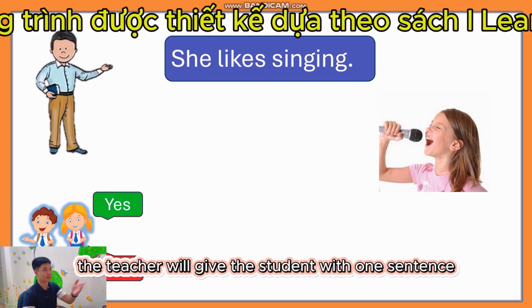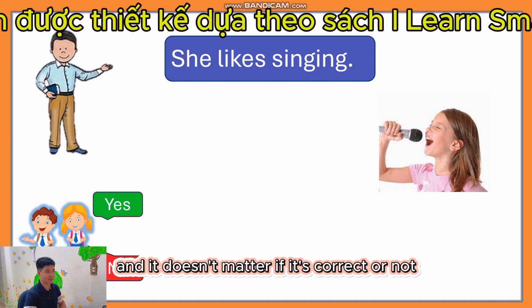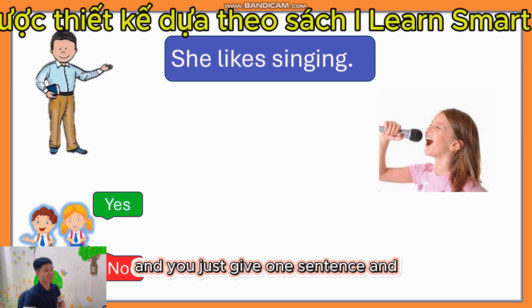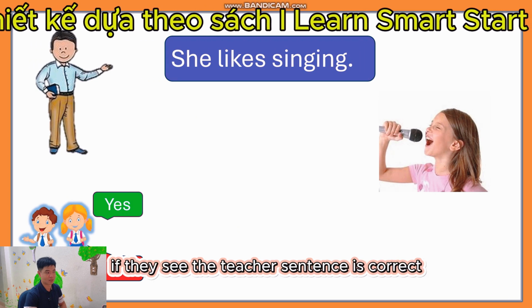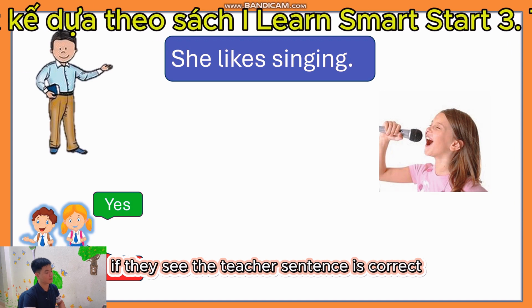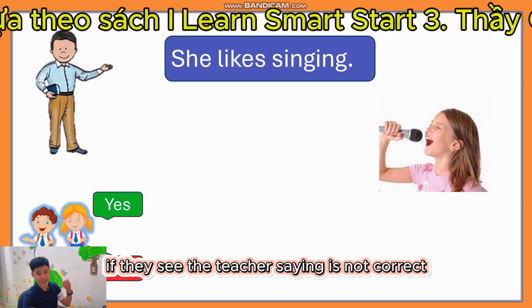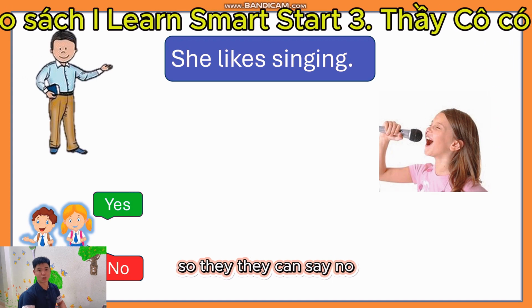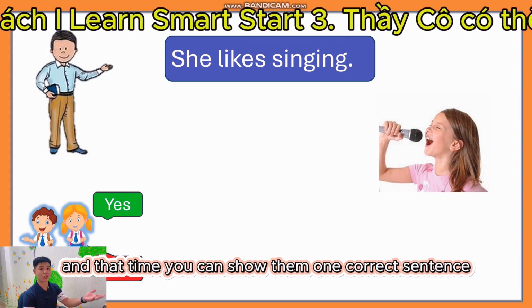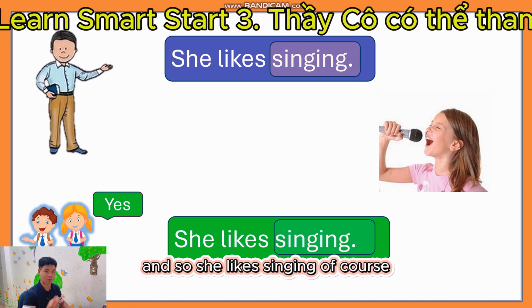With the correct sentences game, the teacher will give the students one sentence. It doesn't matter if it's correct or not. You just give one sentence, and if the students see the teacher's sentence is correct, they can say yes. If they see the teacher's sentence is not correct, they can say no, and at that time you can show them one correct sentence.